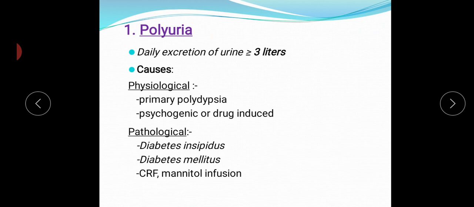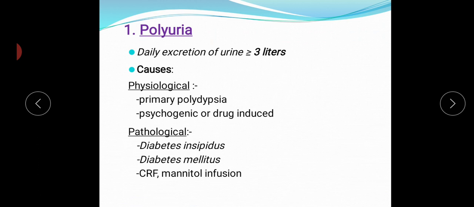So one is polyuria. Poly means more and uria means urine. If the person has an excess urine volume output, that is known as polyuria. Normally, a healthy adult under physiological conditions excretes around 1 to 2 liters of urine per day. But if the urine output per day is more than 3 liters, then it is called polyuria.